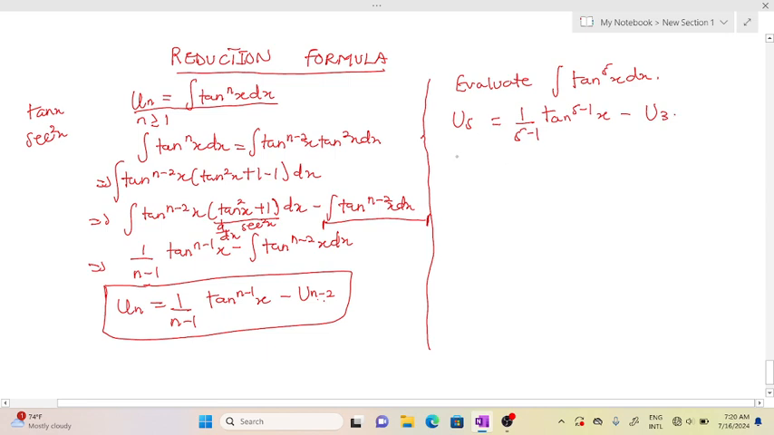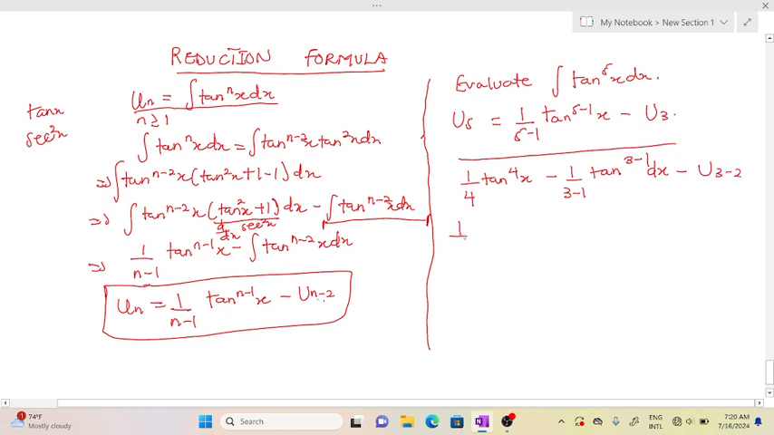So right now, this is what you are looking for, our general form, because you're looking now for u sub 5, because the power is 5. So this gives us 1 over 4 tan to the power 4 of x minus, now what is u3? You realize that u3 will also follow this same expression, 1 over n minus 1. So I'm going to have 1 over 3 minus 1 tan to the power 3 minus 1 of x, minus u sub n minus 2.